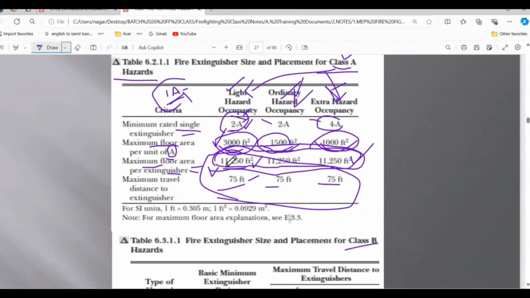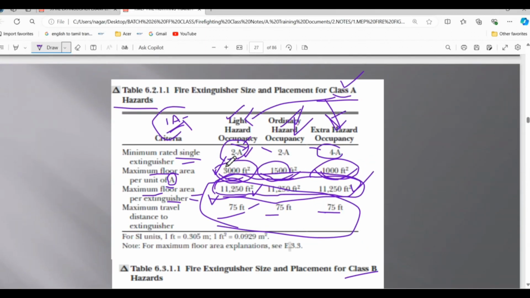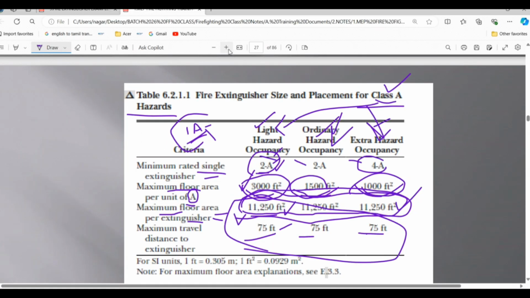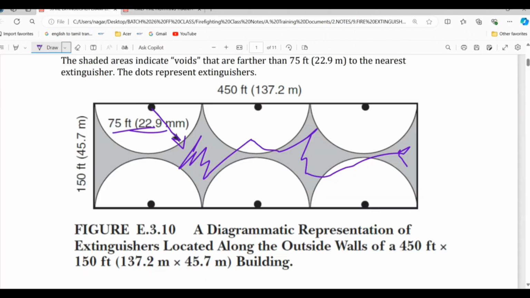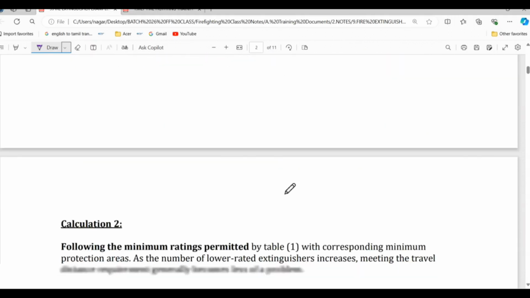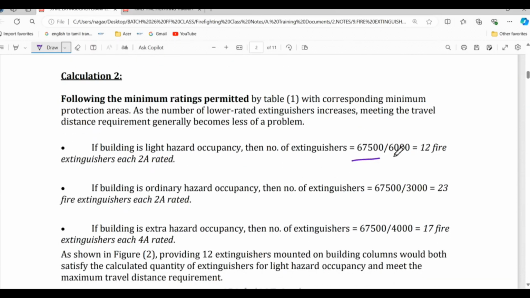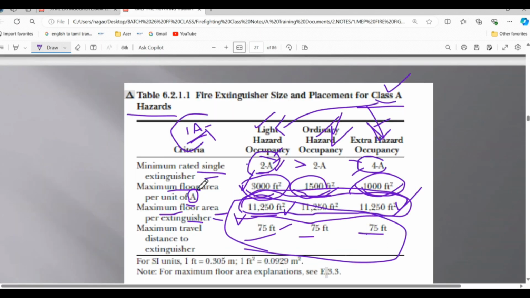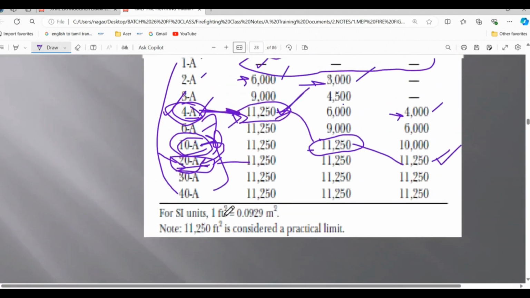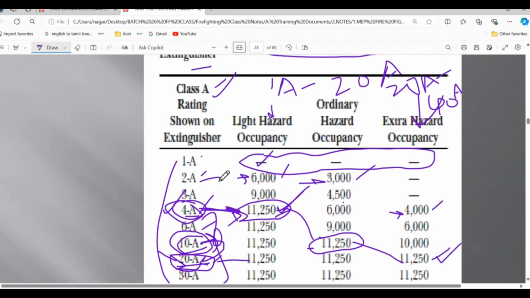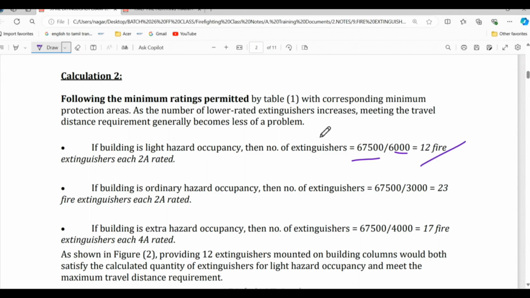Now here you see. What is the minimum rating for the light hazard? 1A. Can I use 1A? No, starting with the minimum 2A rating will be better. Yes, 2A is the minimum rating for light hazard. Ordinary hazard also 2A. Extra hazard is 4A. So what we will do? The same we will repeat here. Same area, 67,500. How did 6,000 come? Because of 2A, see here, 2A means 6,000. So I kept 6,000, so 12 fire extinguishers with the 2A.